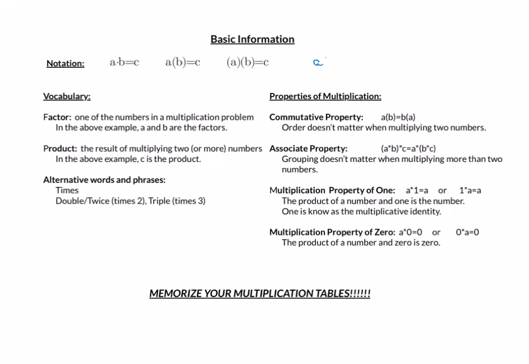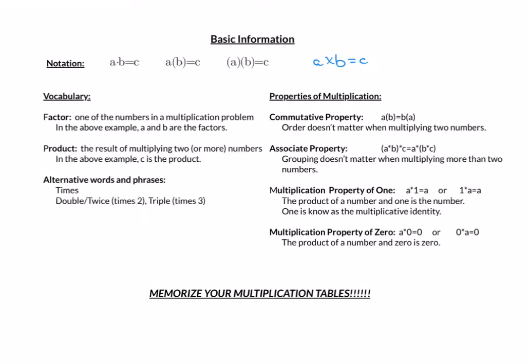Now the one that you probably all know is the X. We use this in arithmetic, but as we transition into algebra, we're going to start using one of the three other notations listed here, which is the dot or parentheses. Parentheses can be around one or both of the numbers.